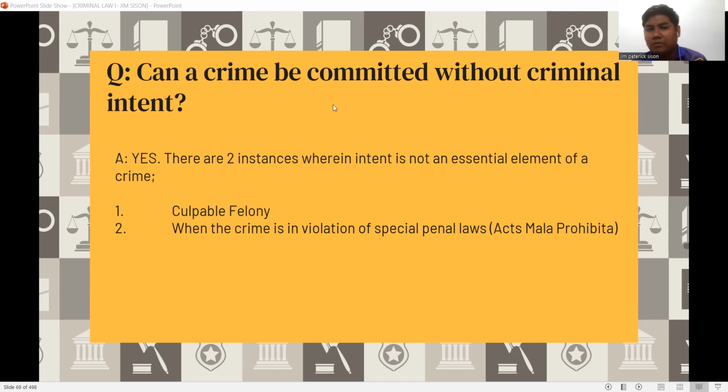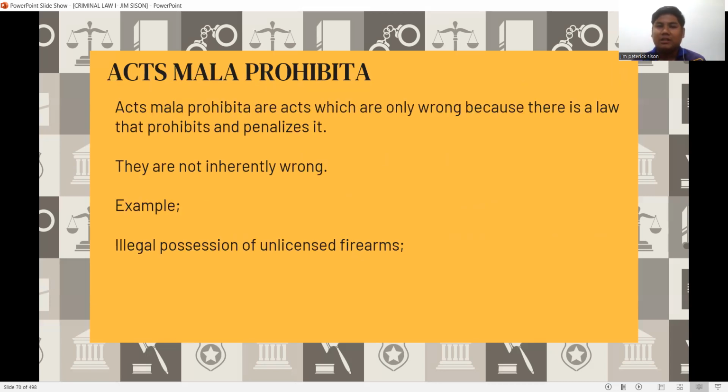Now, can a crime be committed without criminal intent? Yes, of course. Number one, by culpable felony, where the act results from imprudence, negligence, lack of foresight, or lack of skill. And, of course, violation of special penal laws, which are acts mala prohibita. What are acts mala prohibita? These are acts which are only wrong because there is a law that prohibits and penalizes them. They are not inherently wrong. An example is illegal possession of unlicensed firearms.